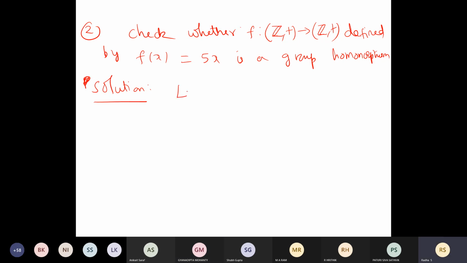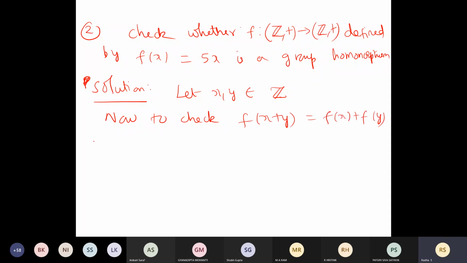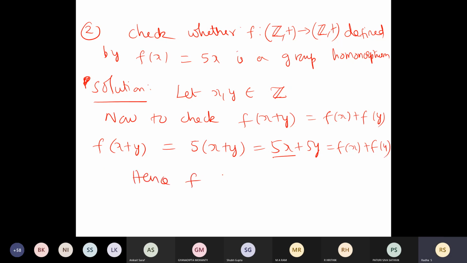Okay, so let me start like this. Let x, y belong to Z. Now we check f of x plus y is equal to f of x plus f of y. So f of x plus y is what? x maps onto 5x, so x plus y maps onto 5 into x plus y. So it is 5x plus 5y. 5x is f of x, and 5y is f of y. So hence f is a group homomorphism.